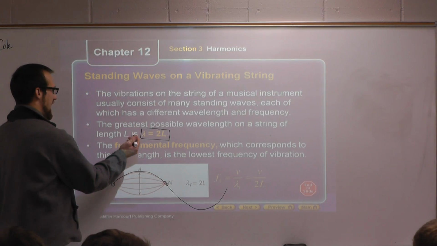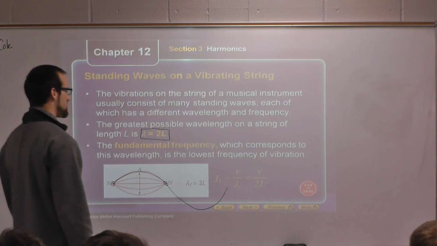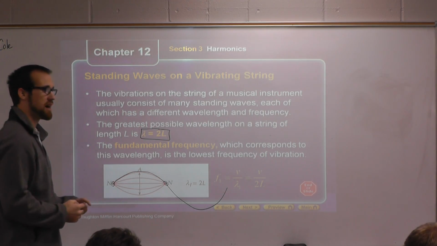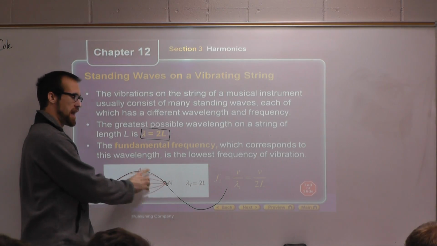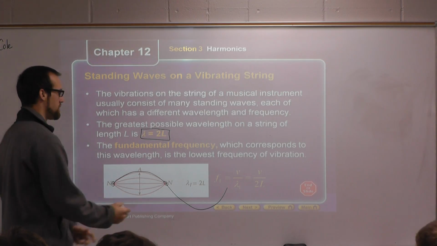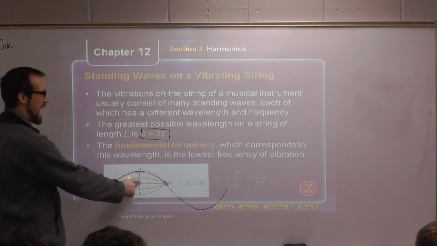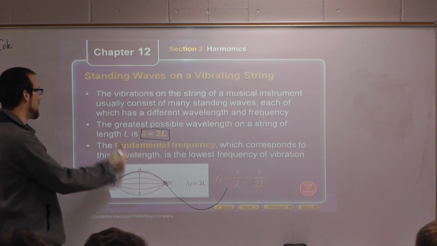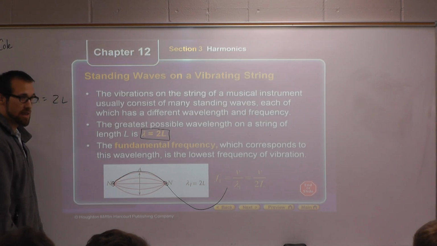So what this is saying is that the greatest possible wavelength of a string of length L would be 2 times L. This would be our biggest wavelength we could have on this particular string. We said that this is half a wavelength, correct? So what would the actual wavelength be? 2L. Does that make sense?